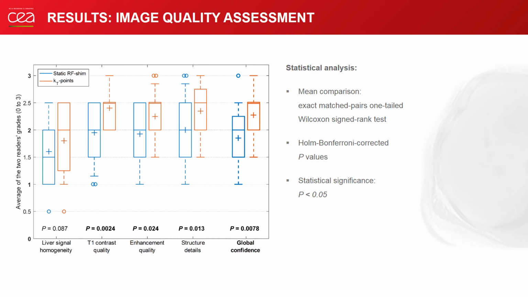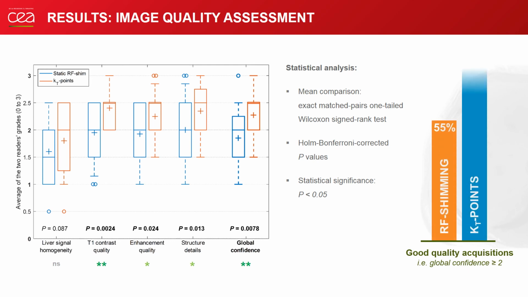Finally, we gathered the results for image quality assessment for the 20 imaged patients. The grades obtained by KT points are higher for all criteria and significantly higher for most, especially in terms of global confidence. And if we define a good quality acquisition as one receiving a global confidence grade of at least 2 out of 3, only 55% of patients received a good examination with RF shimming compared to 85% with KT points.